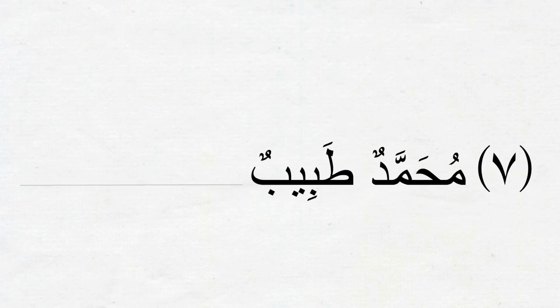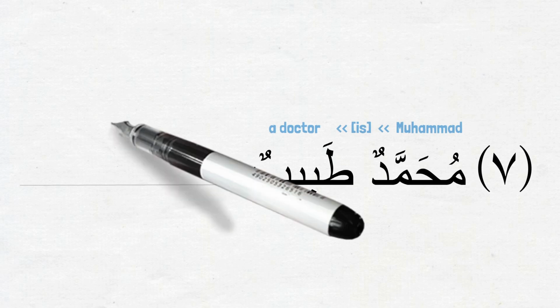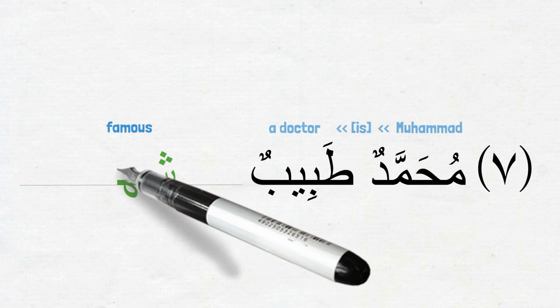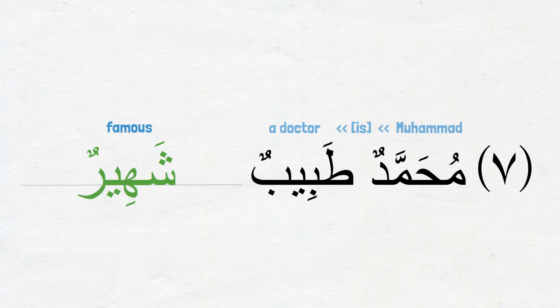Sentence 7. محمد طبيب. For a doctor, let's say famous. In Arabic, famous is شهير. So together we have محمد طبيب شهير. Muhammad is a famous doctor.